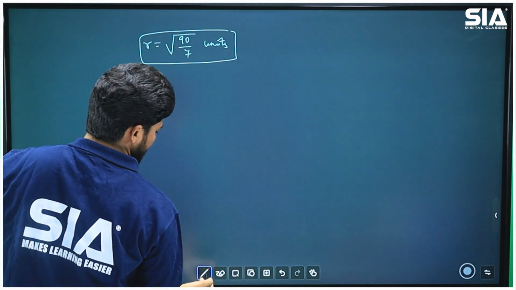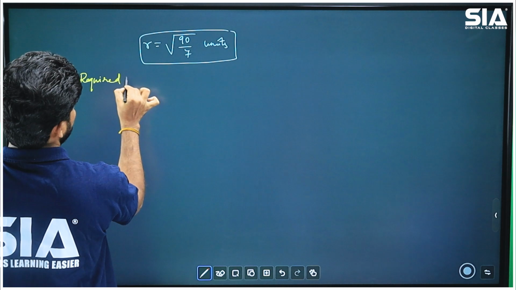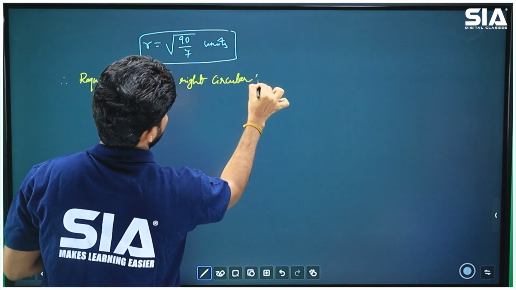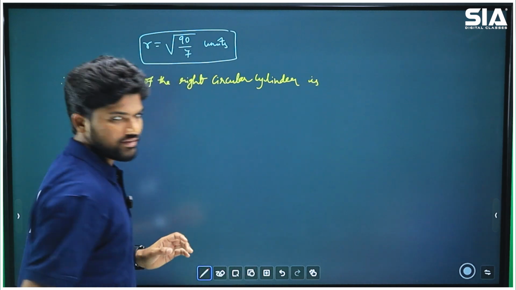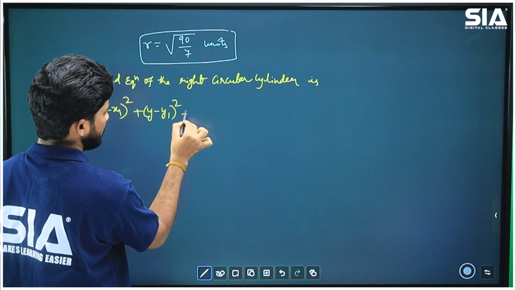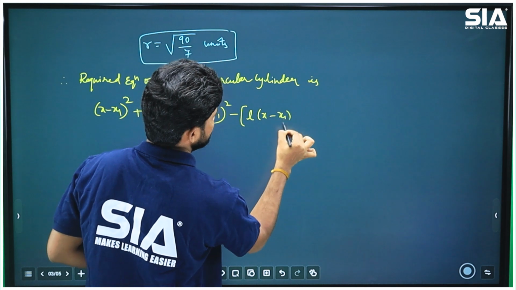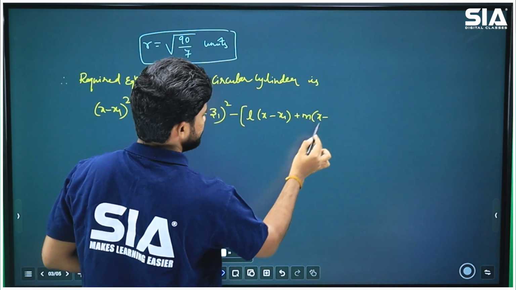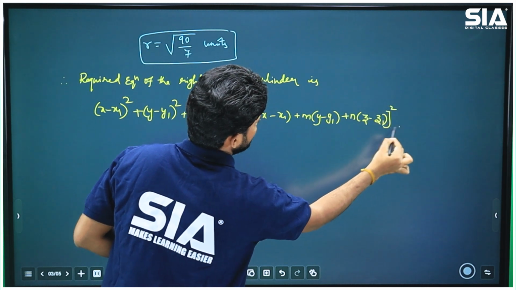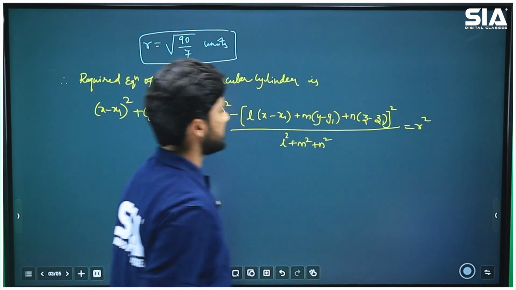Now I am writing the equation of the right circular cylinder. After getting the radius directly, what is the required equation of the right circular cylinder? (x - x1)² + (y - y1)² + (z - z1)² - [l(x - x1) + m(y - y1) + n(z - z1)]² / (l² + m² + n²) = small r². This is the equation of the right circular cylinder.